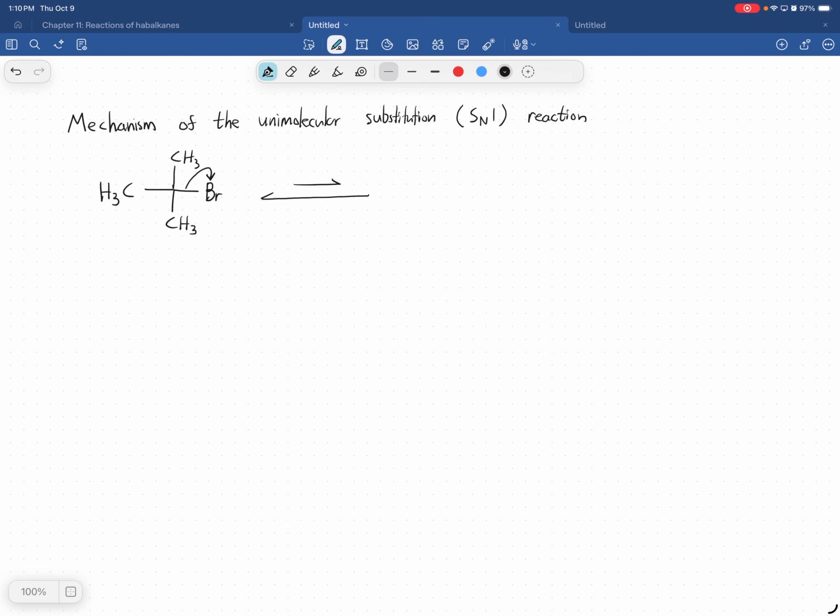Very little is to the carbocation. So this is very slow. This is our rate determining step, which controls the rate of the reaction. So we get bromide ion. Sometimes you might ask, what's the difference?